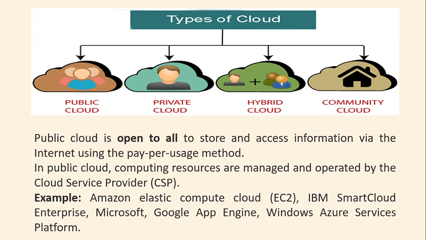So there are different types of cloud available in the market provided by third-party vendors: public cloud, private cloud, hybrid cloud, and community cloud. Public cloud is open to all to store and access information via the internet using the pay-per-use method. In public cloud, computing resources are managed and operated by the cloud service provider.